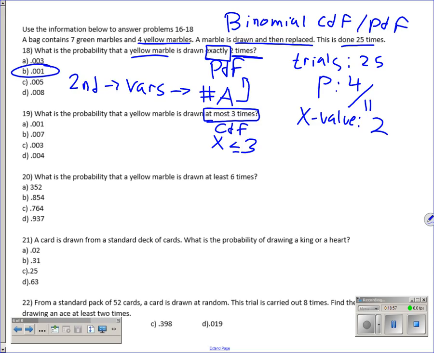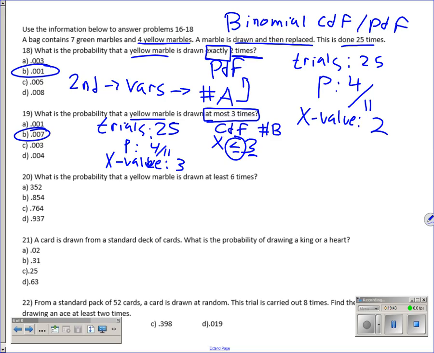Now, this is a nice symbol. If we ever see that symbol, my calculator likes that symbol, and that's what we're going to type in for our X value into binomial CDF, which is option number B this time. So when I go to CDF option number B, I'm going to do trials, my probability of success and my X value. My trials is still 25. I'm still talking about a yellow marble, so my probability of success is still 4 out of 11. And my X value in this case is 3. CDF will do all the values up to 3. In this case, I am getting B.